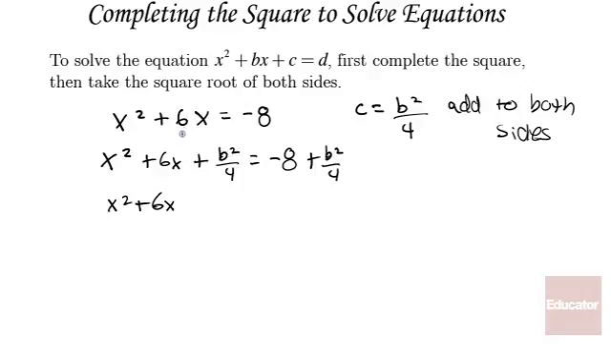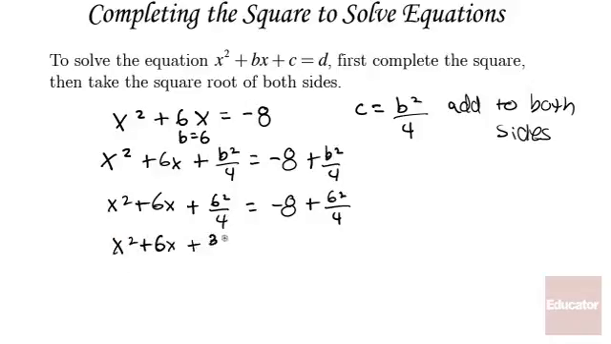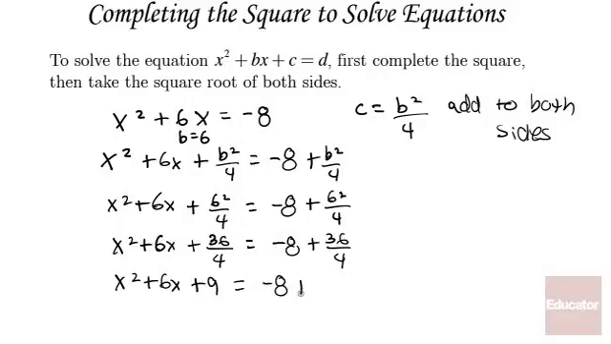Okay, so here, b equals 6. So this is going to give me 6 squared divided by 4 equals negative 8 plus 6 squared divided by 4. And that works out to 36 divided by 4, which is 9. Okay, what I have on the left now is a perfect square trinomial, and on the right I have 1. With the perfect square trinomial, you can then go ahead and factor that out.